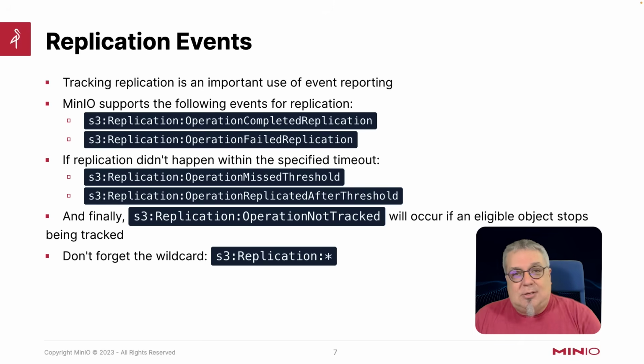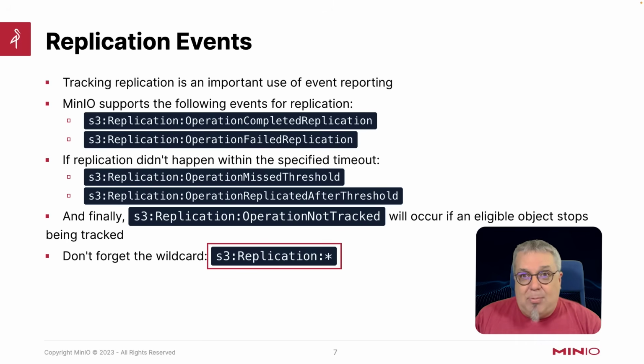Also, by the way, just keep in mind, you can also do wildcards on this. So if I'm looking for all of the replication events, if I have a service that I want to track all my replication events on, I can check on that S3 replication star.